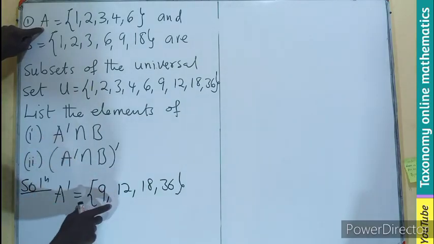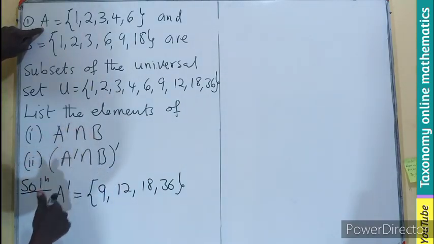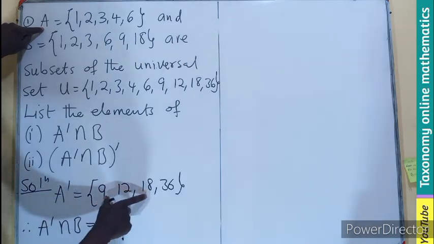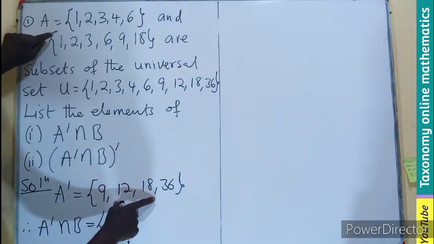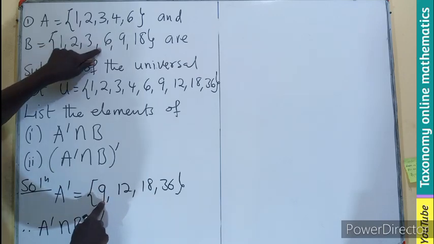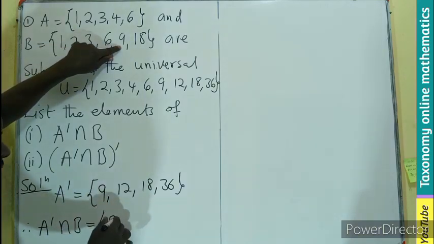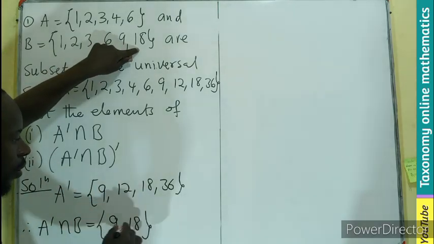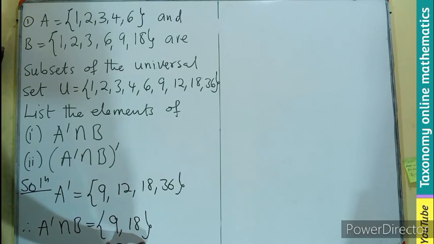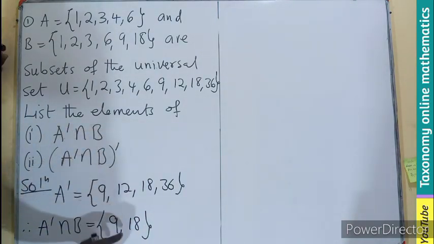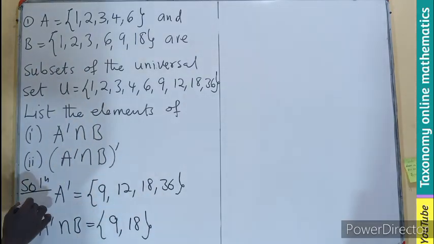They are saying this complement intersecting B. So therefore, A complement intersection B becomes the elements in A complement that are also in B. Checking from here, 9, 9. So 9 is common to the two. 18, 18, 18 is also common. So this becomes A complement intersection B as the first part. So this is question number 1.